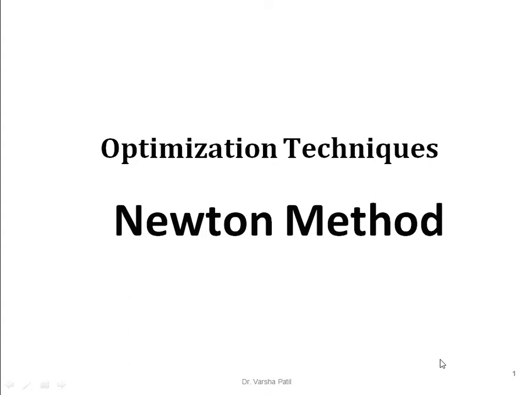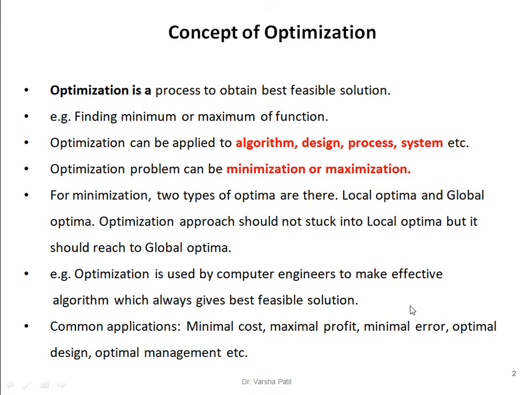The topic is optimization. In this video, the Newton-based optimization technique is explained with the help of an example. The main focus is on solving the problem. Let us start with the definition, or concept, of optimization. Optimization is a process to obtain the best feasible solution for finding the minimum or maximum of a function.